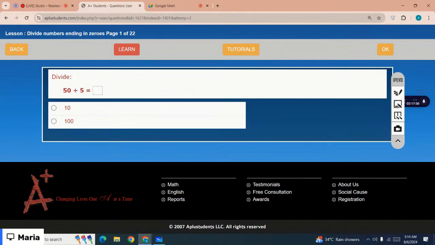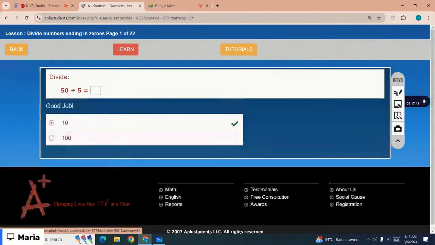Yes, that is, 50 divided by 5 is 10. Basically, you have to divide 5 by 5, right? And we know that 5 times 1 is 5. You just have to add the 0, right? So the correct option is 10.